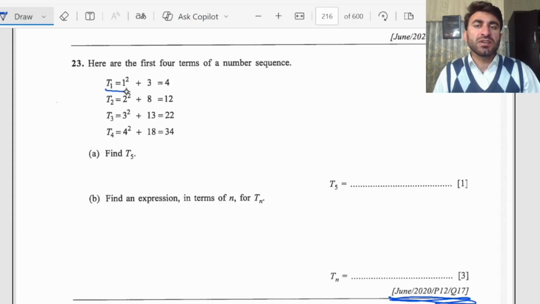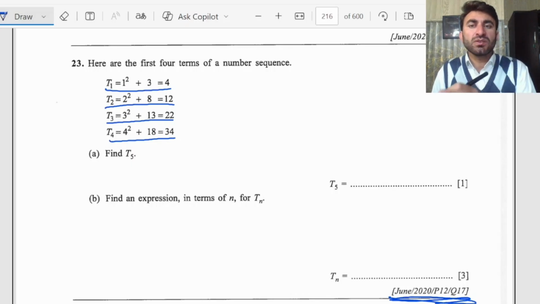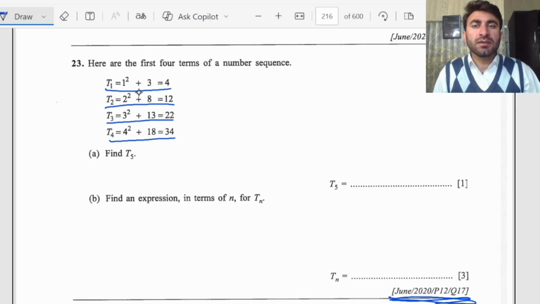T1 is 1 squared plus 3 equals 4, T2 is 2 squared plus 8 equals 12, T3 is 3 squared plus 13 equals 22, T4 is 4 squared plus 18 equals 34. As we observe, this sequence works by first squaring the term number and then adding a number to it, which is actually a linear sequence. We first added 5 to 3, which became 8, then we added 5 to 8, it became 13, so we are increasing by 5.